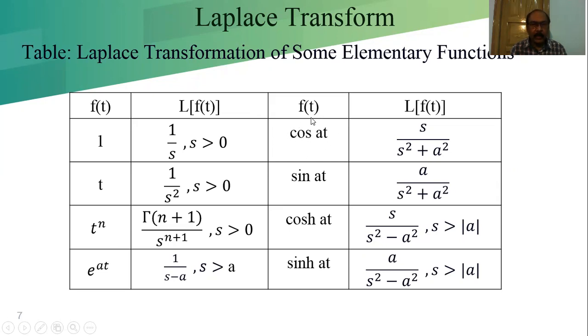And cos at we learned in the previous lecture class, s by s square plus a square. Sin at, Laplace transformation of sin at is a by s square plus a square. And cos hyperbolic at is s by s square minus a square. The difference between cos hyperbolic at and cos at is only the sign difference, minus. And in this case s is greater than mod a. Sin hyperbolic at, the difference is this is a by s square plus a square, and here a by s square minus a square, and s greater than mod a.